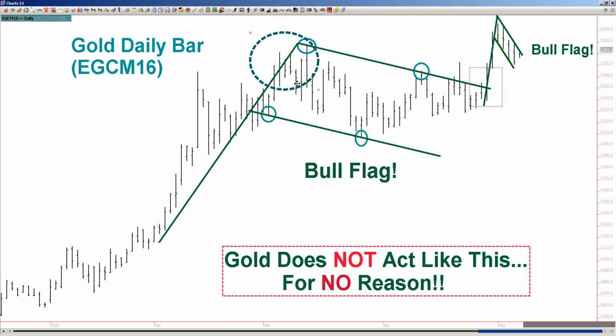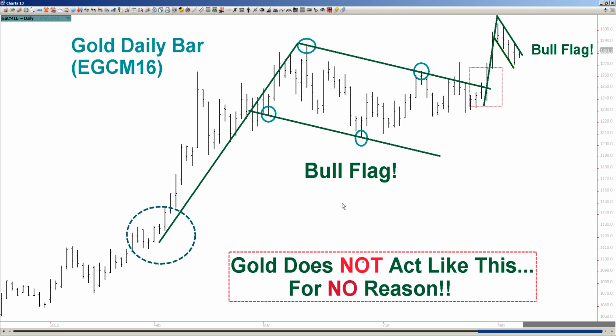Then boom, it runs up, makes a massive bull flag, breaks out of the bull flag, makes a secondary bull flag. Why would this happen? Because of the same reason that I've been showing you those head and shoulders charts. Something is amiss. Something's going on.